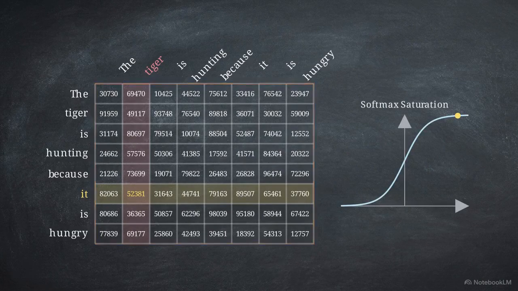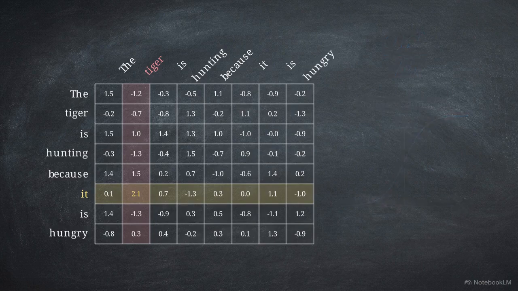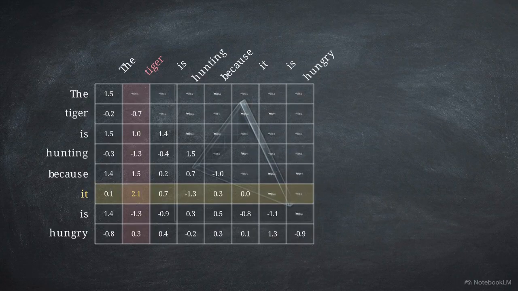However, in high-dimensional models, these scores reach extreme magnitudes. These large numbers push the upcoming softmax equation into a saturated state, where the gradient flattens and training stops. To prevent this, engineers divide the entire matrix by the square root of the vector dimensions. This forces the variance back to 1, keeping the numbers within a learnable range.